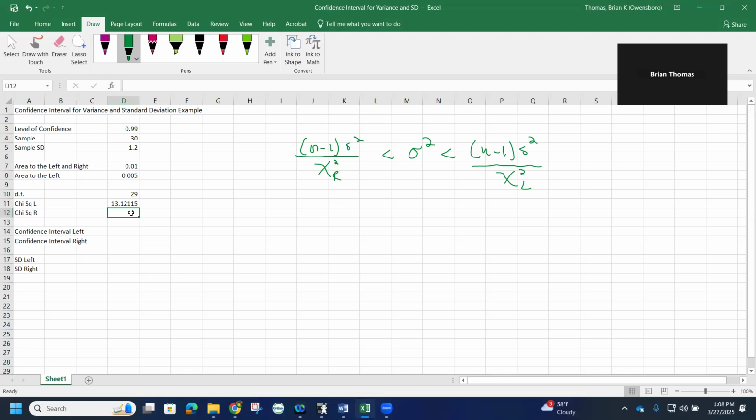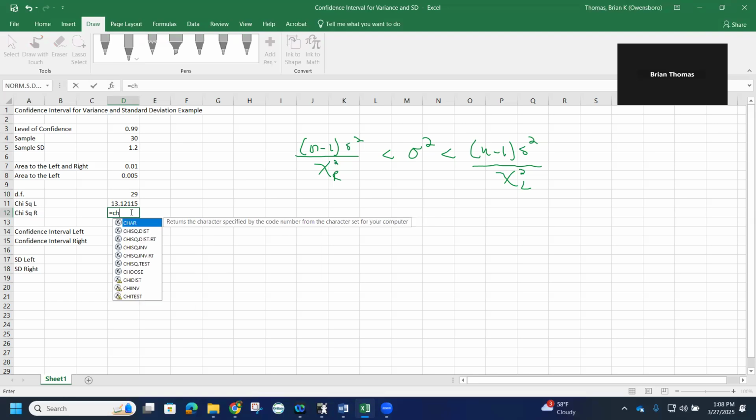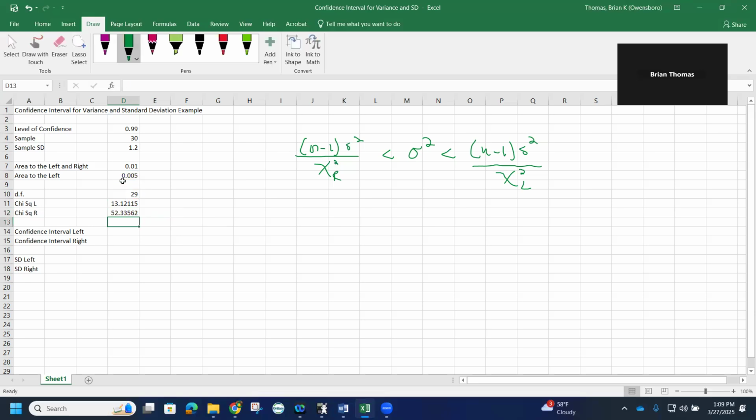To do chi-squared R, to get that critical value, again, we can use a formula. We can type in this chi. But notice how this time it's going to be chi-squared inverse right. So we need to do this one to do chi-squared R. It still needs this area. Remember, the area to the left and the right are the same, so the probability is going to be the same there. So I choose that D8, same area. And the degrees of freedom is still going to be this 29. So if I close that parenthesis and hit enter, it'll do my chi-squared R.